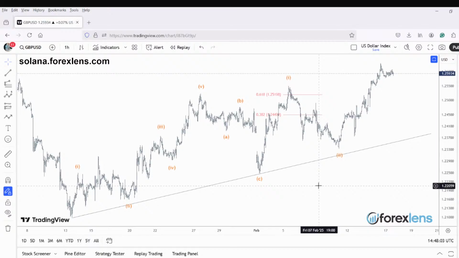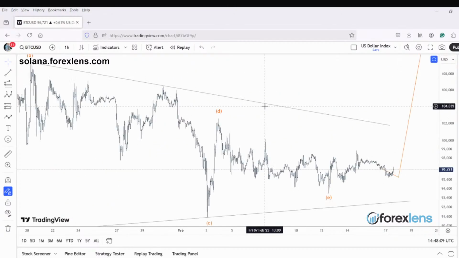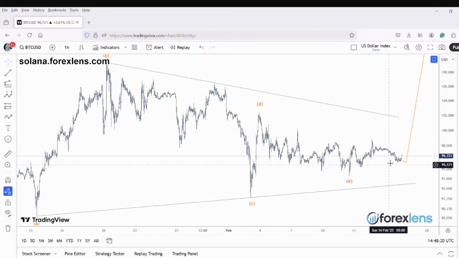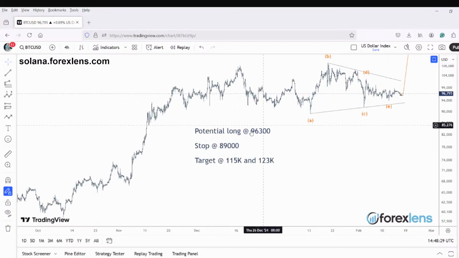Next story is Bitcoin. We are quite confident of the structure here. Last session we suggested buying around the 96,300, 400 zone. We printed a low just below 96,000, but we are back higher again. It's a triangle wave four in the making. That's the potential trade: long around the 96,300, 400 zone. We are already at 700 right now. Stop around 89 and the target at 115 and 123.